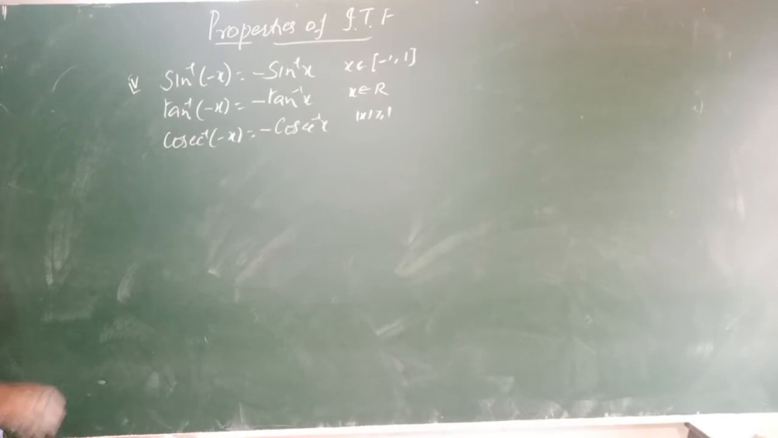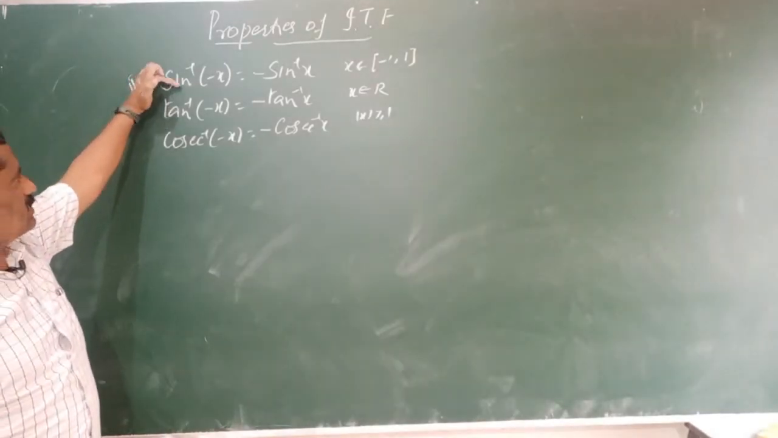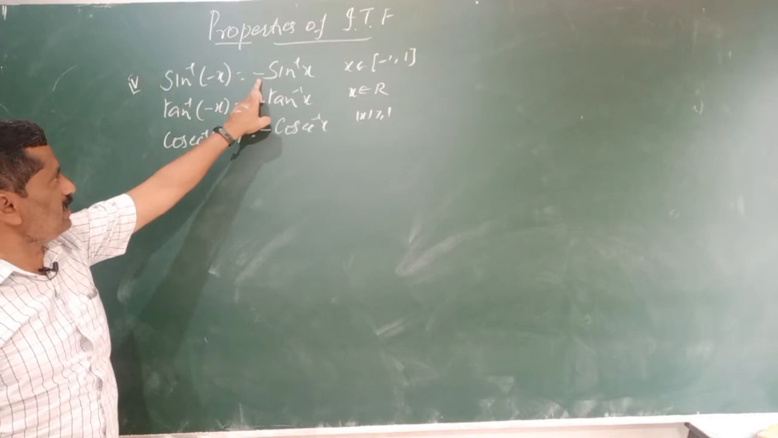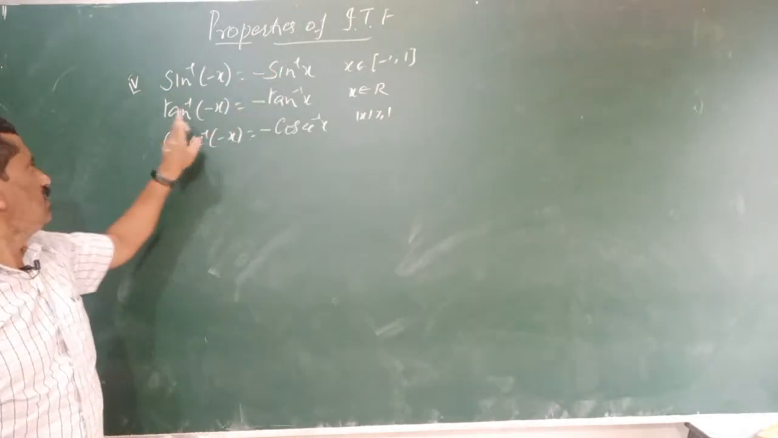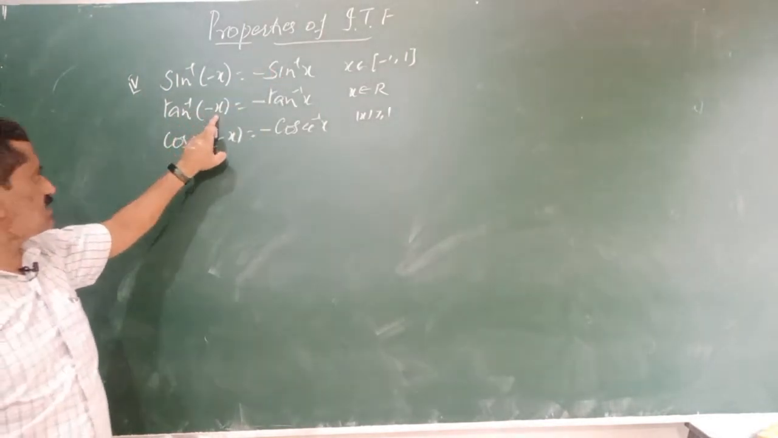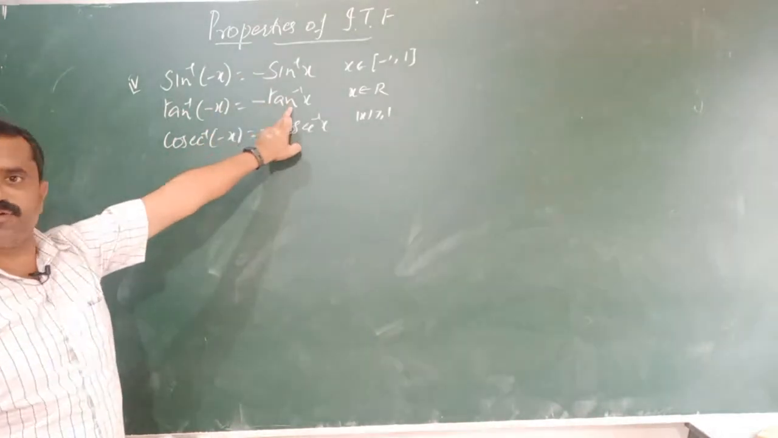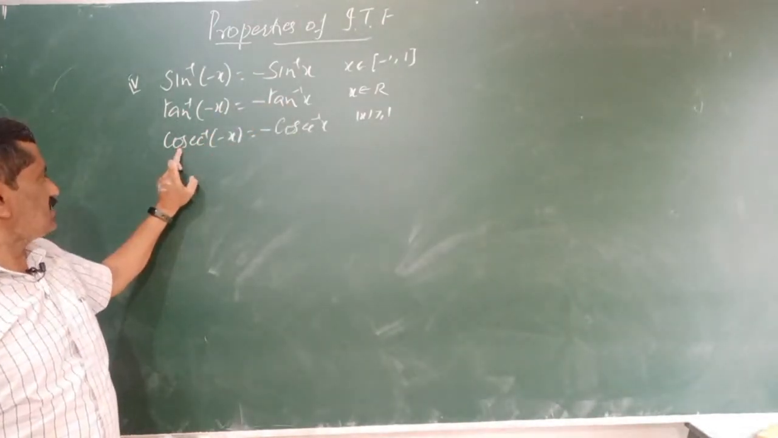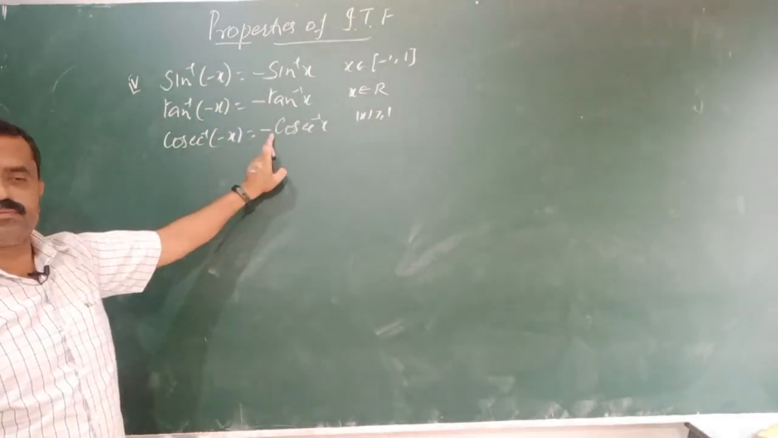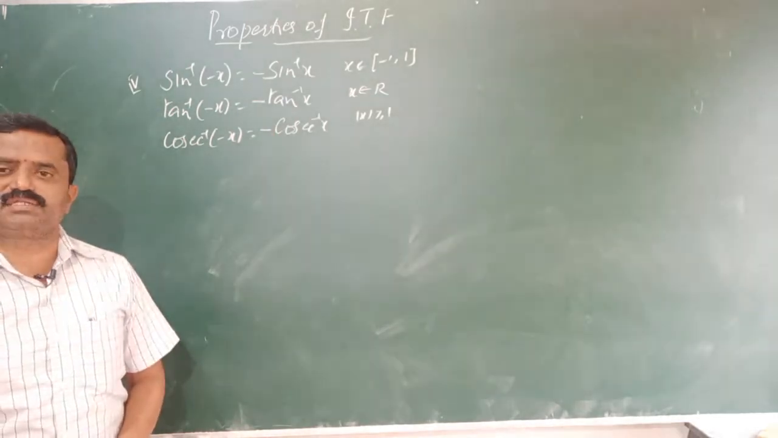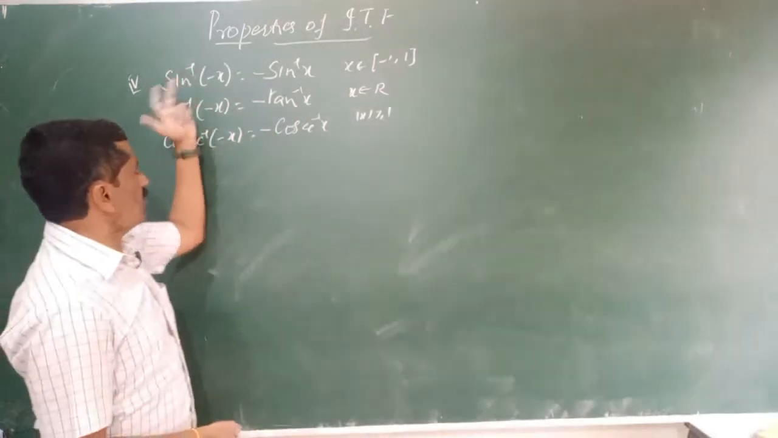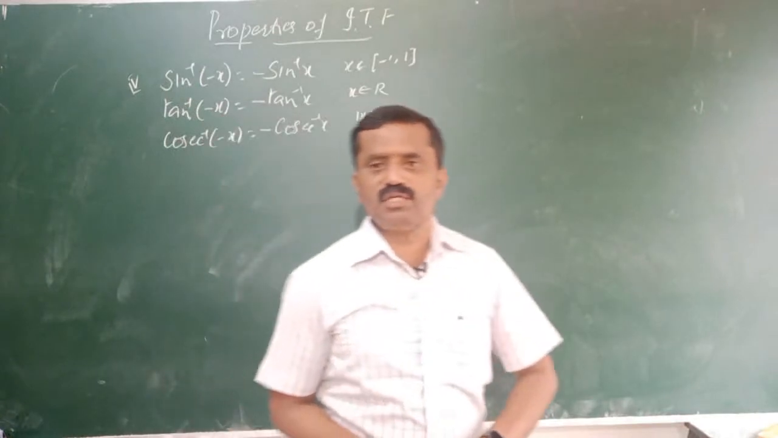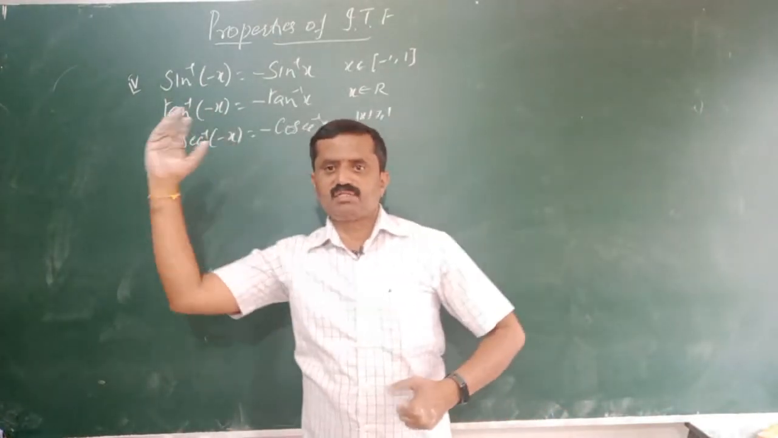Next, the fourth property: sin inverse of minus x is equal to minus sin inverse of x. Tan inverse of minus x is equal to minus tan inverse of x. Cosecant inverse of minus x is equal to minus cosecant inverse of x. Again, remember the sin inverse of minus x is equal to minus sin inverse of x.